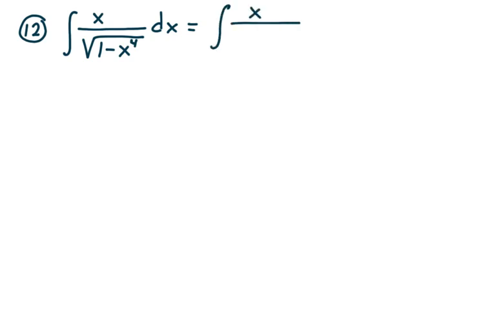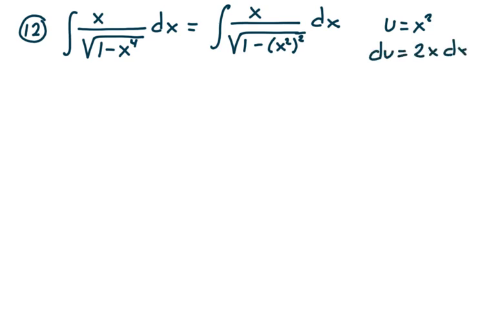On problem 12, we have the following. It's the integral of x over the square root of 1 minus x to the fourth dx. And so this is the integral of x over the square root of 1 minus x squared squared dx, right? So I'm going to let u equal x squared. du is 2x dx. So x dx is 1/2 du.